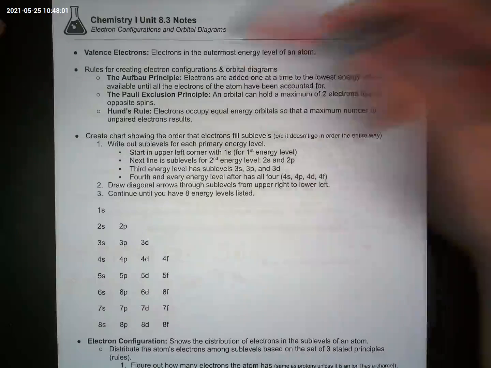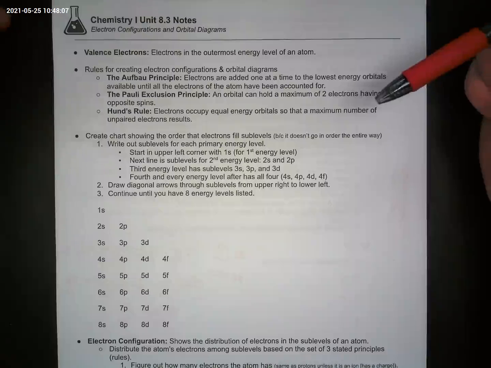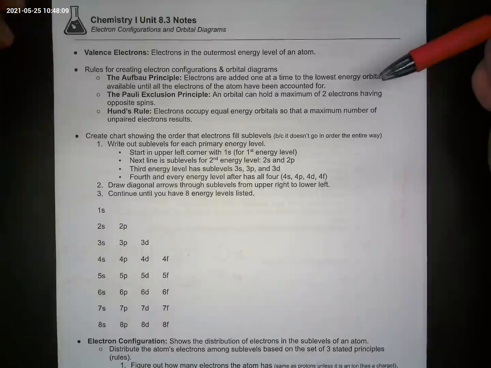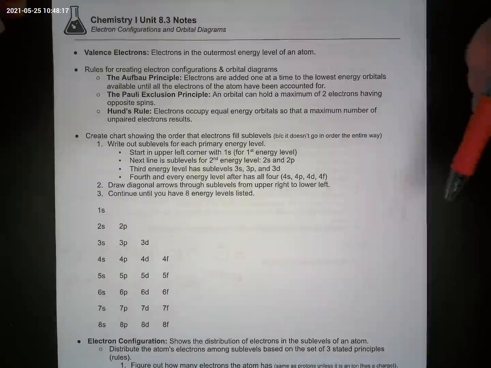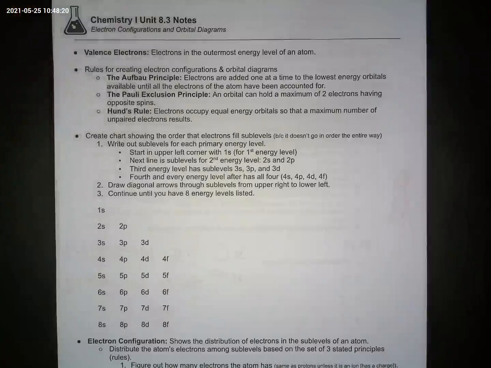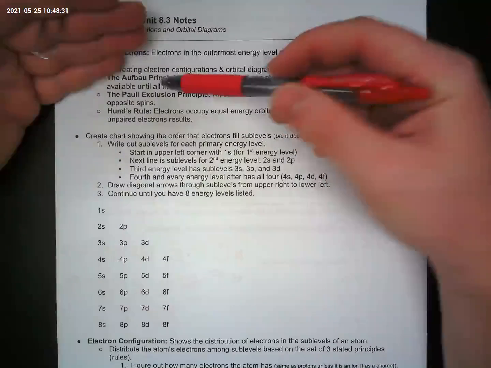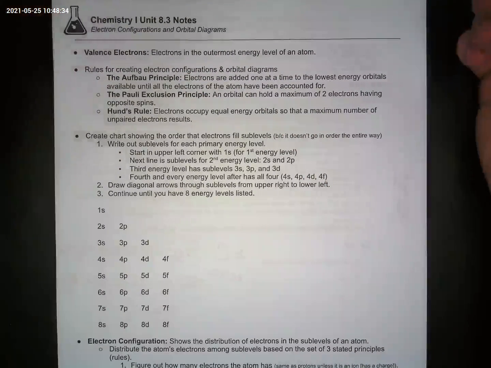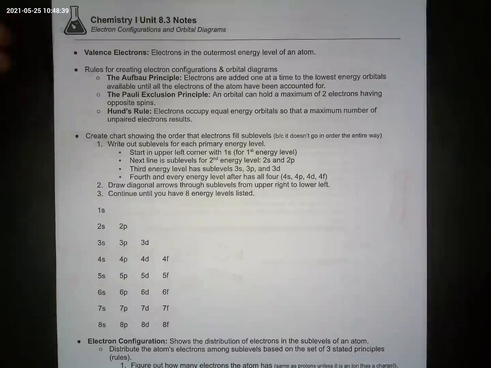Okay, so the Aufbau principle states that electrons are added one at a time to the lowest energy orbitals available until all the electrons of the atom have been accounted for. So basically this tells us that we have to continually go to a lower energy level before we pop up to a higher one. Okay, because that just makes sense. Naturally the world wants to move in such a way where it can expend as little energy as possible. And so the Aufbau principle is saying that electrons are going to want to fill in the easiest places first, the lowest energy levels first. Then we'll pop up to the higher energy levels.